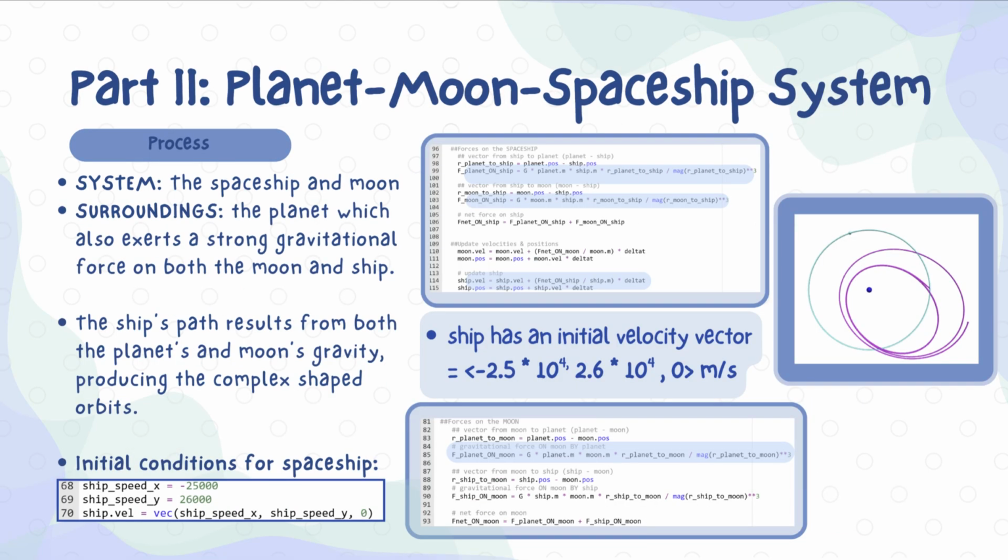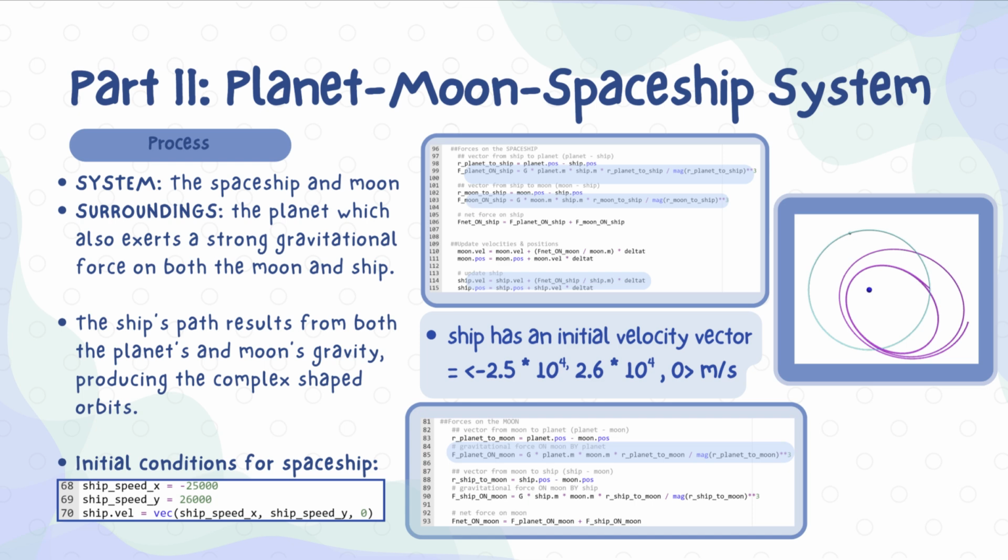In part 2, I tested different initial velocities for the spaceship. The system is the spaceship and the moon, and the surroundings are the planet, which also exerts a strong gravitational force on both the moon and the ship. The ship's path results from both the planet's and moon's gravity, producing complex shaped orbits. The ship has an initial velocity vector of negative 2.5 times 10 to the fourth in the x direction and 2.6 times 10 to the fourth in the y direction, meters per second.